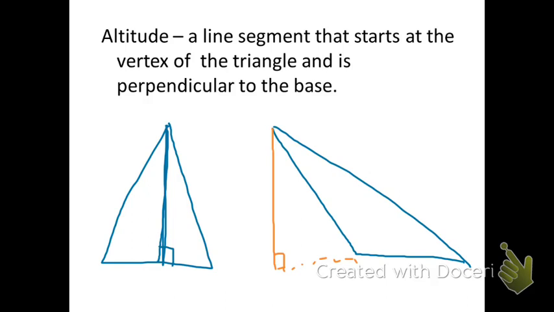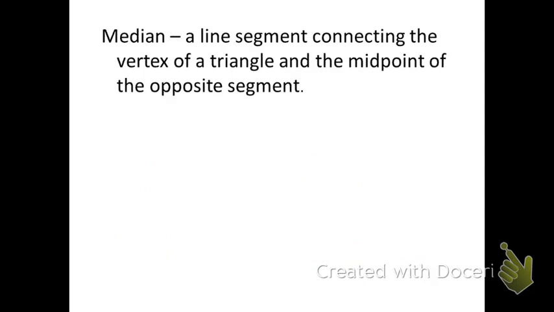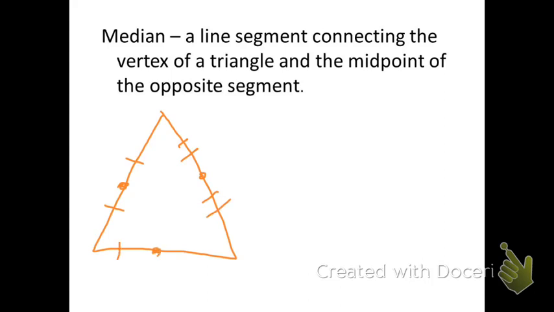Alright, the next thing that I want to say is the median. So the median of a triangle connects the vertex of a triangle to the midpoint of the opposite segment. So if we draw an acute triangle over here, we would first find the midpoints. So let's say that's the midpoint of that side, that's the midpoint of that side, and this is the midpoint of this side. The median from this vertex would just come from this vertex and hit the midpoint of the opposite side. So that would be one example of a median. This would be another example of a median, and this would be another example, each coming from the vertex to the midpoint of the opposite side.